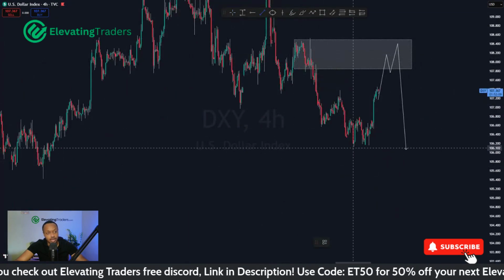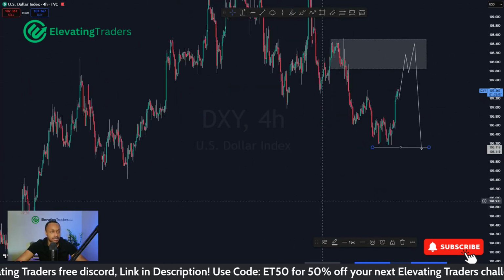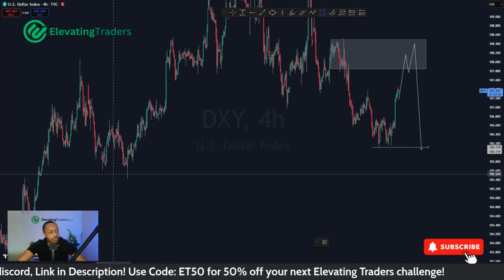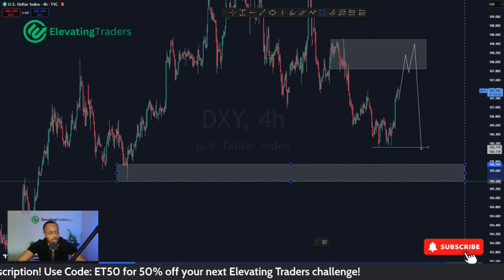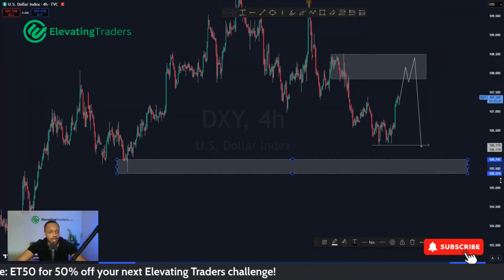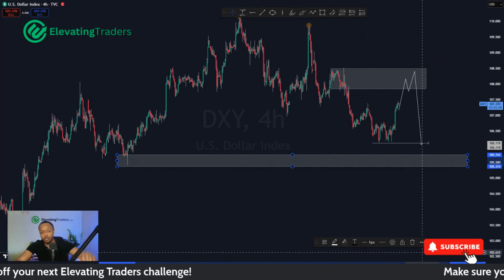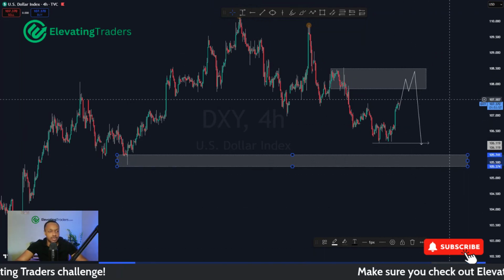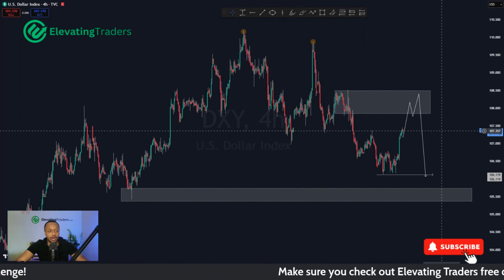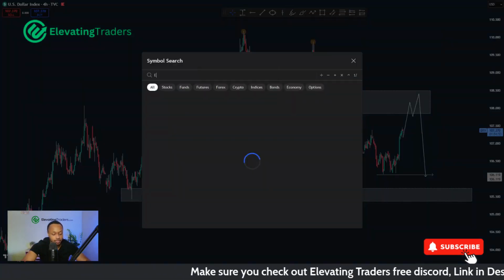And of course, in terms of targets, back to the prior low. Nothing too crazy, and maybe if we're very bearish, possibly a push back into this support level, just above 105.5. So that's my expectation with the dollar. Still very bearish. However, I do expect to see a bit more strength.